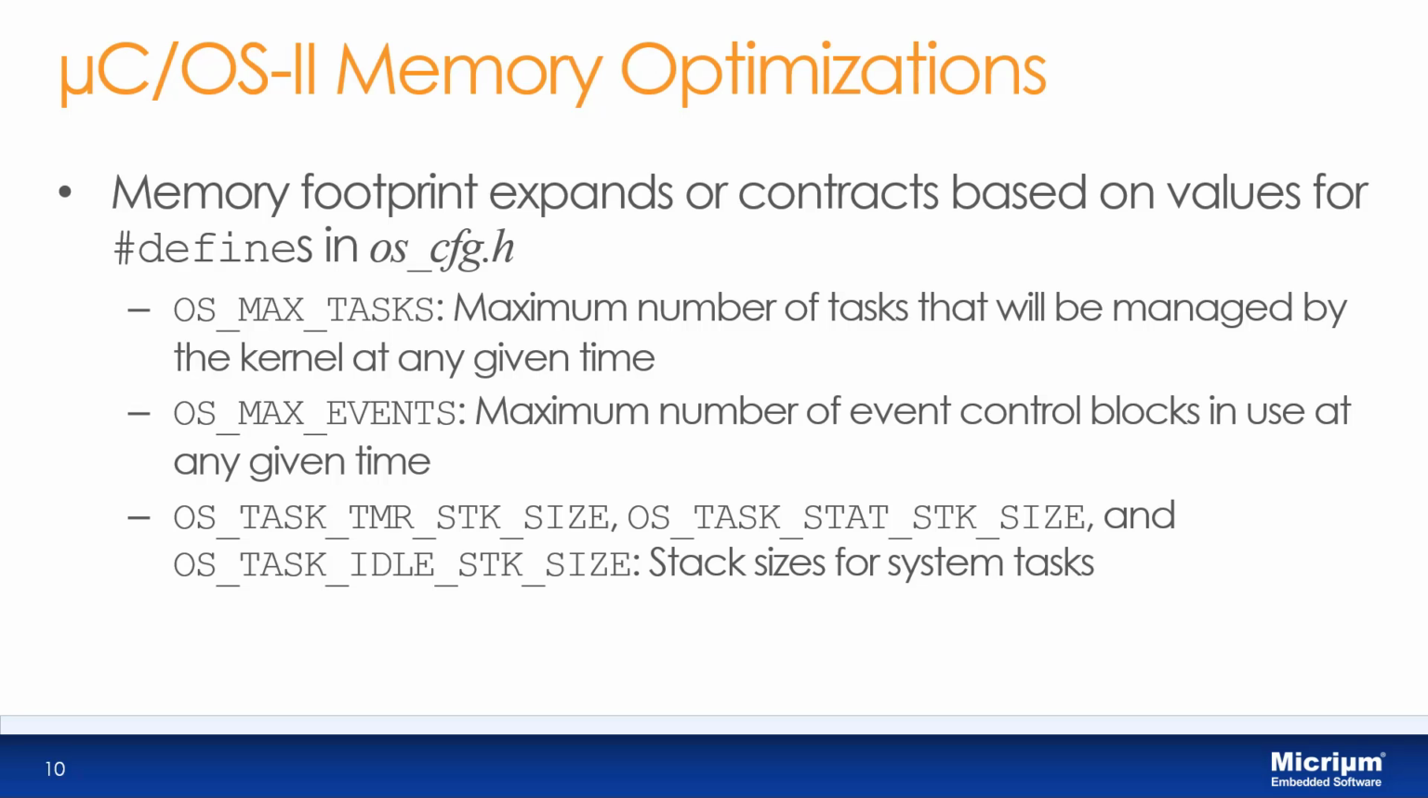Developers should likewise check the size of their system task stacks in order to guarantee efficient usage of memory. A MicroCOS2-based system can include as many as 3 system tasks that work on behalf of the kernel, and the sizes of the stacks used by these tasks are determined by the final 3 pound-defines shown here: OS task timer stack size, OS task stat stack size, and OS task idle stack size. The kernel provides stack checking capabilities that developers can leverage to verify that the system task stacks, as well as the stacks for an application's own tasks, do not contain an excessive amount of unused or wasted entries.